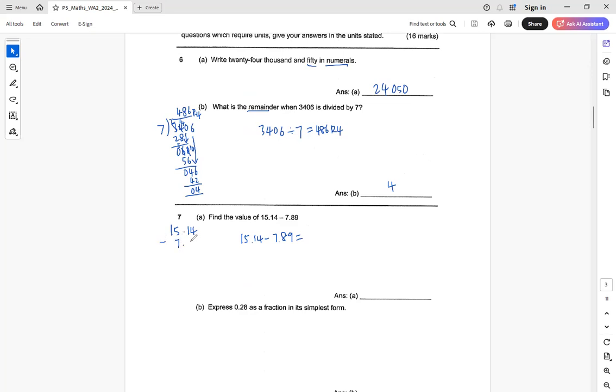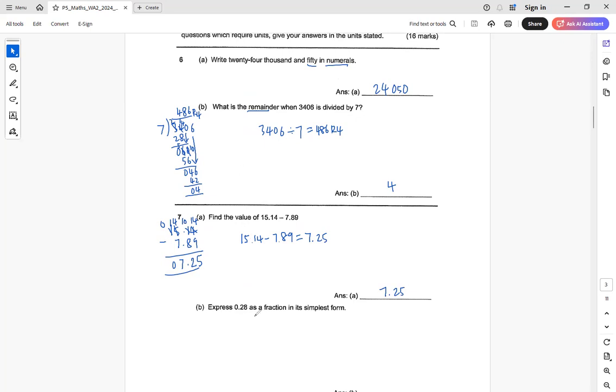Okay, minus 7.89. Okay, so 4 cannot minus 9, right? So we regroup, this one becomes 14. 14 minus 9 gives us 5. Okay, 0 cannot minus 8, so we regroup, this one becomes 10 minus 8. That would be 2. Okay, 4 cannot minus 7, so I do again. It becomes 14 minus 7 will give us 7. So 0 minus nothing will just be 0. So for this, our answer will be 7.25 for question 7A.